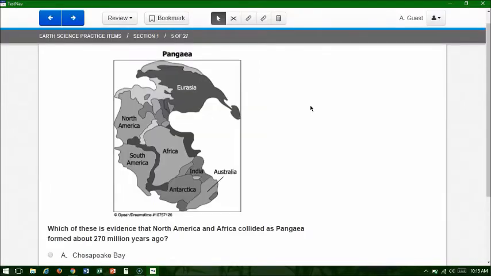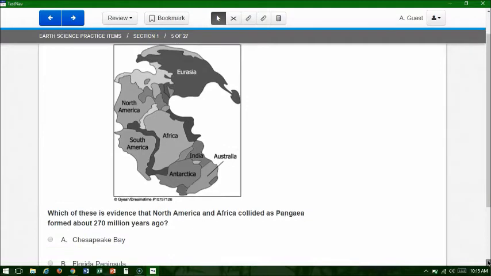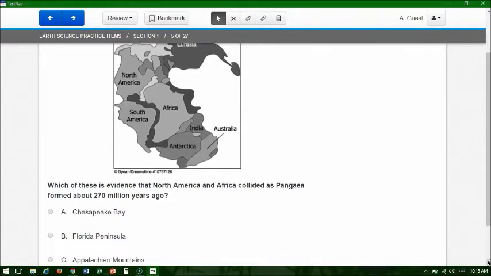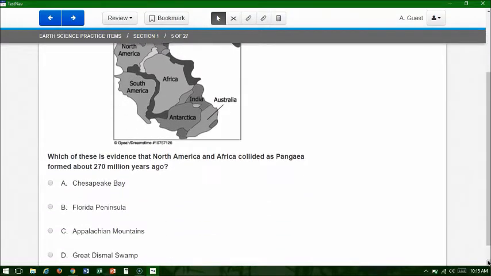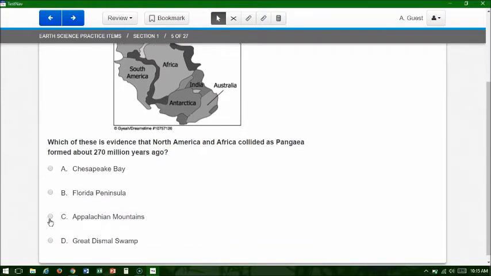This is number five. It says, which of these is evidence that North America and Africa collided as Pangaea formed around 270 million years ago? So the boundary between Africa and North America, that particular collision of two plates would lead to a mountain range. That's going to give us the Appalachian Mountains. So no, not the Chesapeake Bay, not the Florida Peninsula, and not the Great Dismal Swamp. Correct answer is C, the Appalachian Mountains.